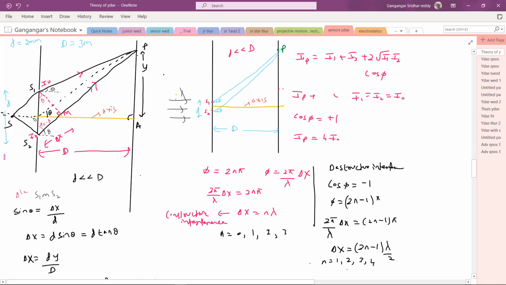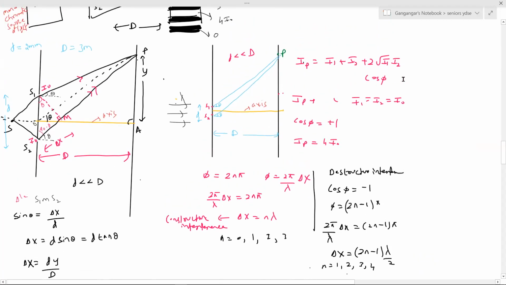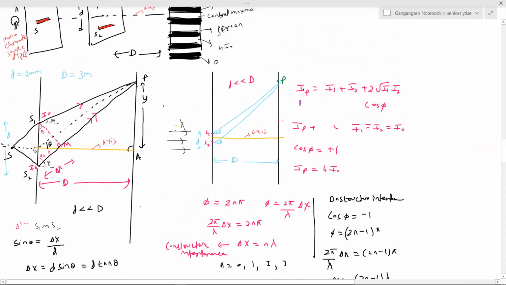Now what Young is suggesting further: come back here. Let I1 and I2 be the intensities of the light reaching the point P due to each slit. Since small d will be very much less than capital D, I1 equals I2 equals I naught. If I substitute all that, what is the equation?